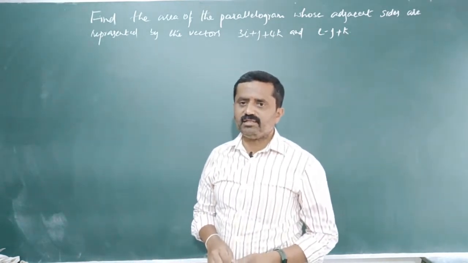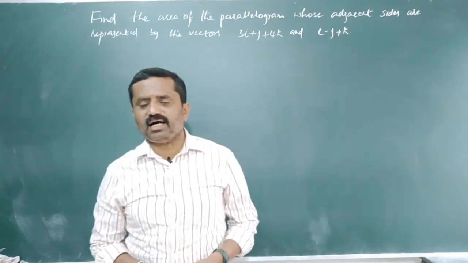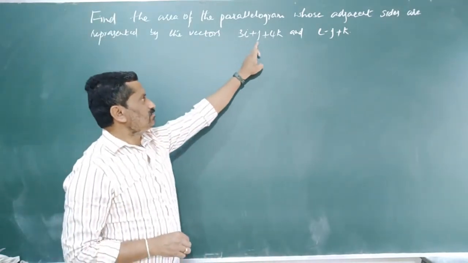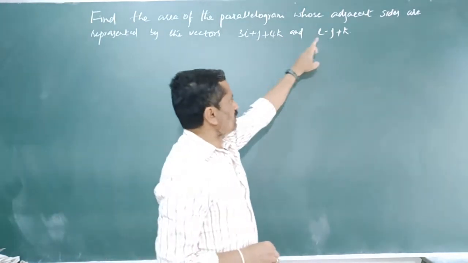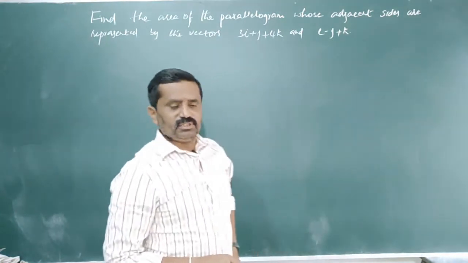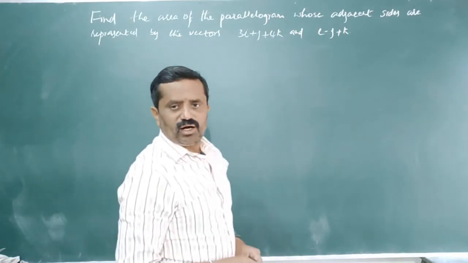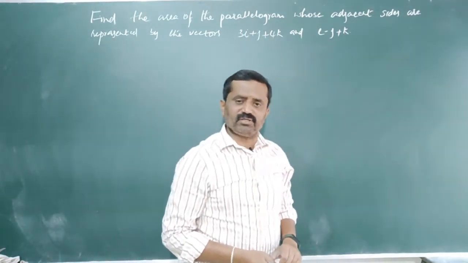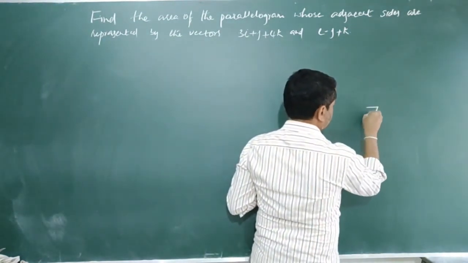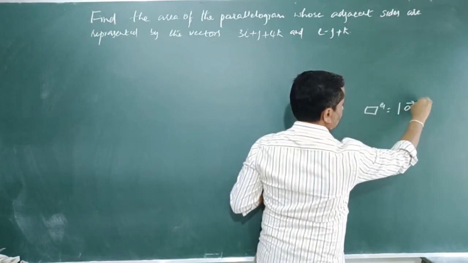Here we have: find the area of the parallelogram whose adjacent sides are represented by the vectors 3i plus j plus 4k and i minus j plus k. So we need to find the area of the parallelogram when adjacent sides are given. We know that the area of a parallelogram is equal to the magnitude of a bar cross b bar.